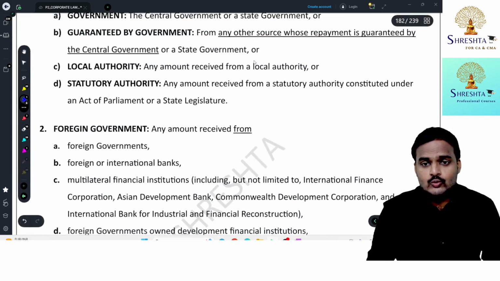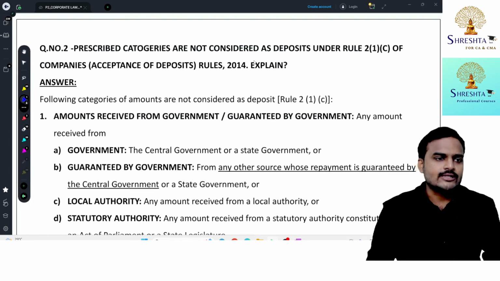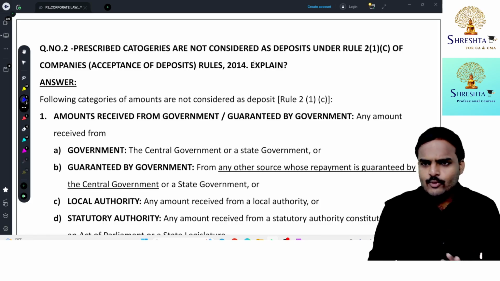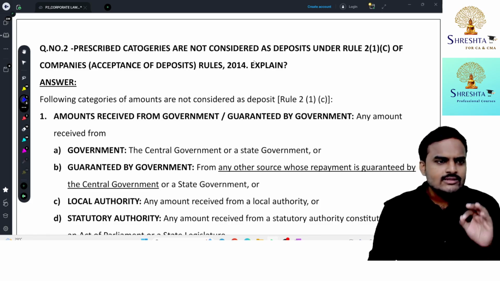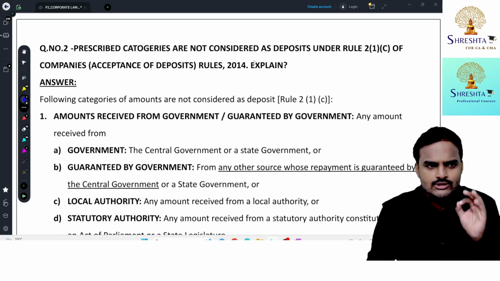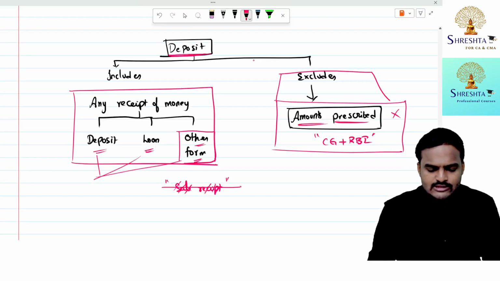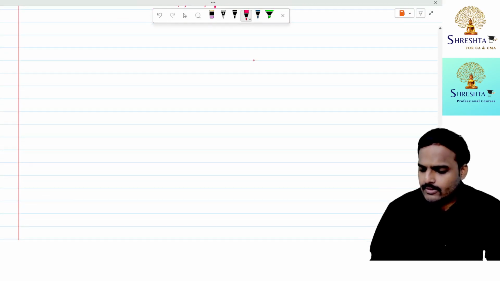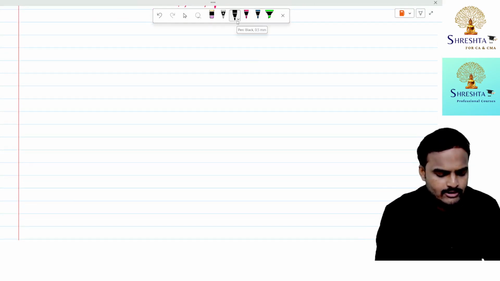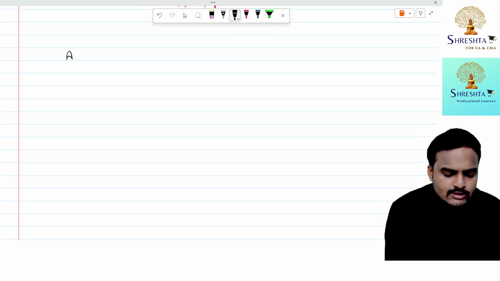So now you need to concentrate on these 18 points. All 18 points are very, very easy to remember. Just follow me carefully. The prescribed categories are not considered as deposits under Rule 2, Sub-rule 1, Clause C of the Companies (Acceptance of Deposits) Rules 2014. So what are they? Amounts not considered as deposits.